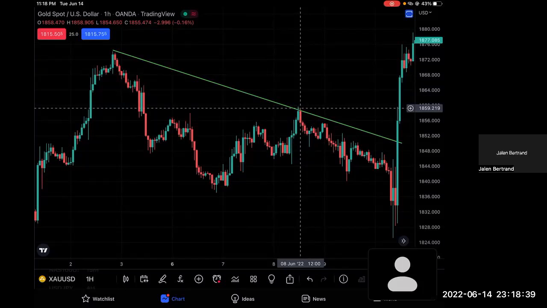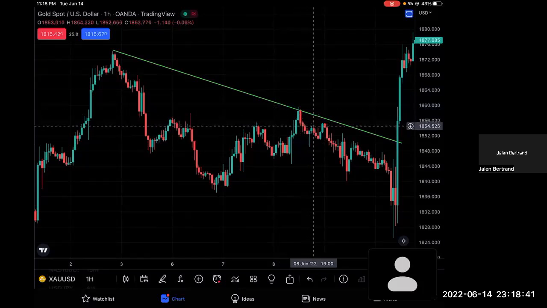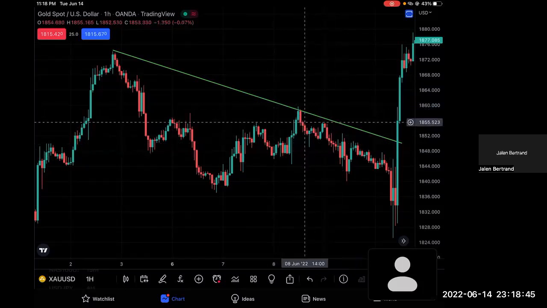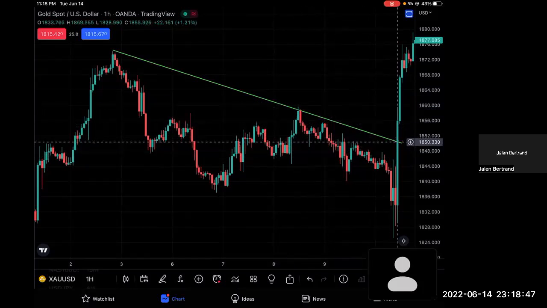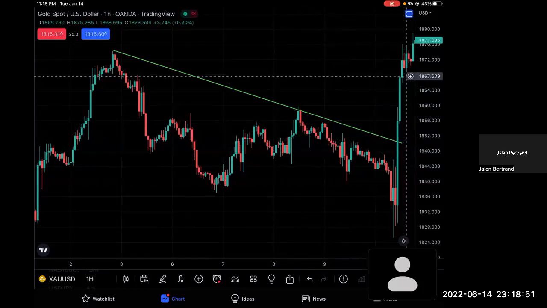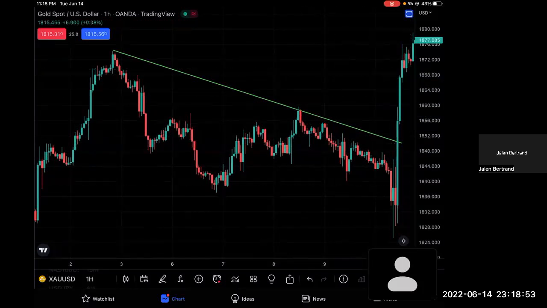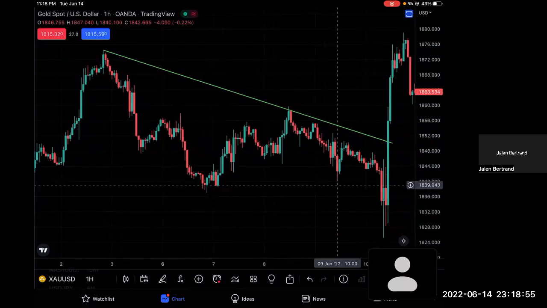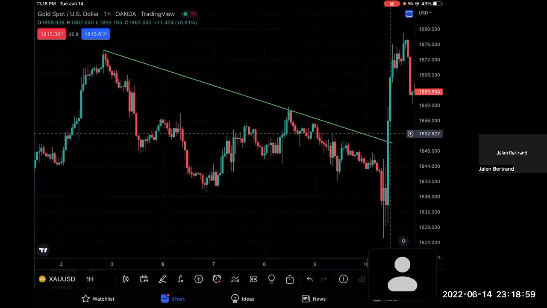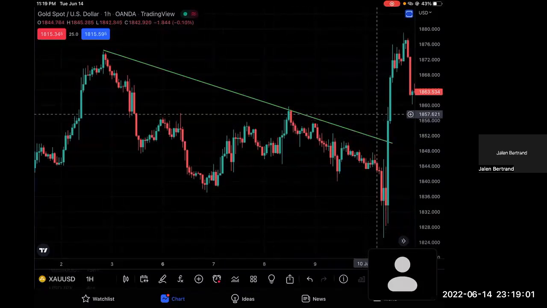So what does this pretty much tell me? After I see this touch and I see a retracement, what I should expect is that when price gets to this point, it's either going to reject and come down or it's going to continue to buy. Now, what do we see here in this case? Price came and smashed through this trend line.